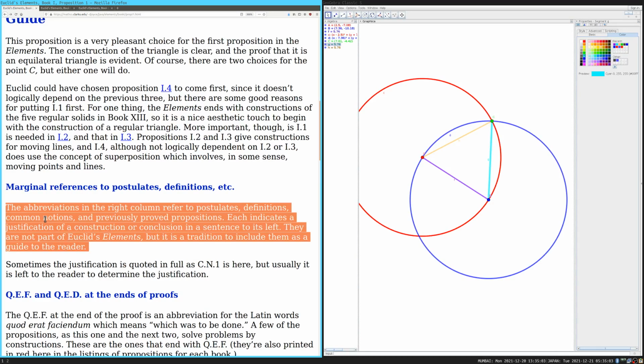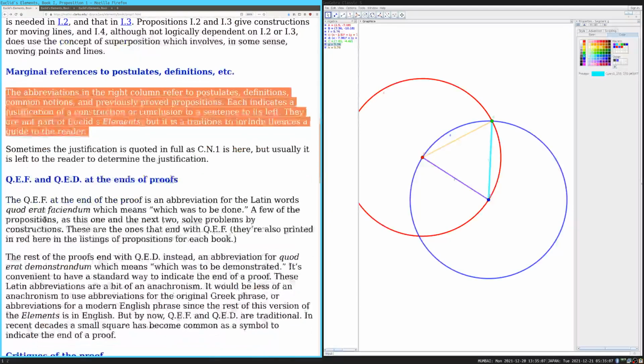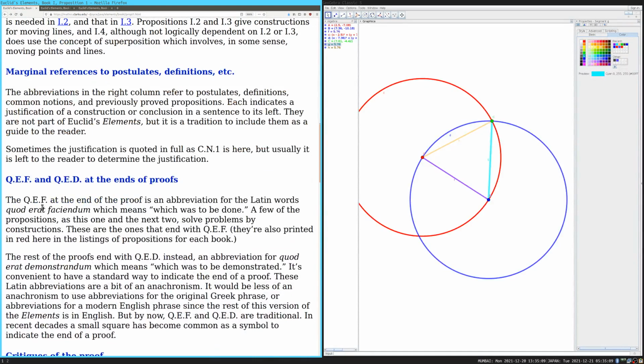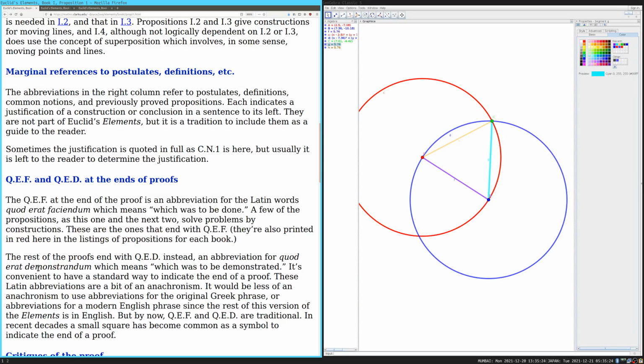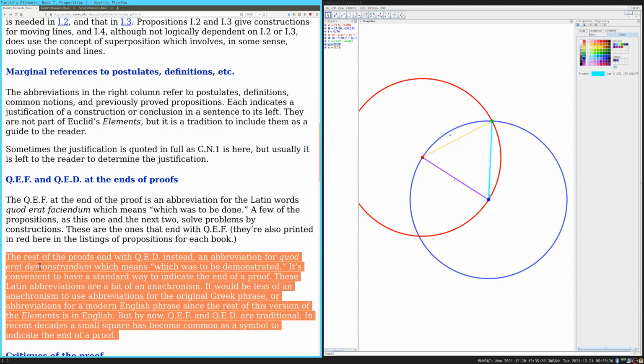Sometimes the justification is quoted in full, as in Common Notion 1 is here, but usually it is left to the reader to determine the justification. QEF and QED, right. QEF means which was to be done, and QED means end of demonstration. The rest of the proofs end with QED. That's interesting.